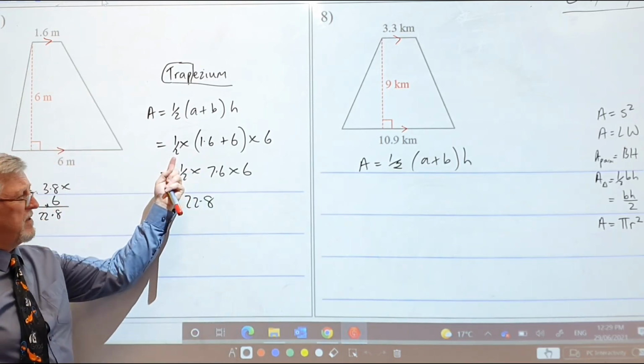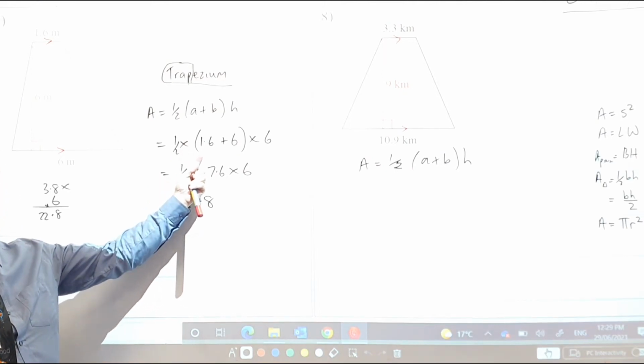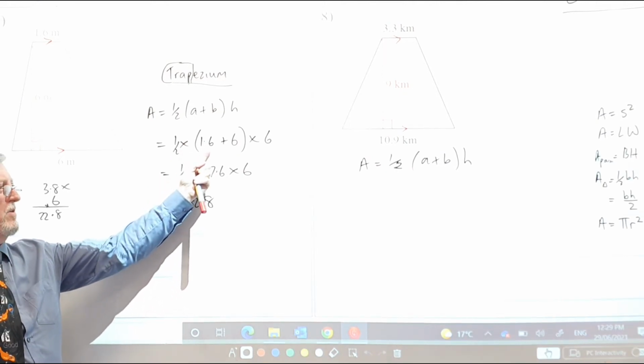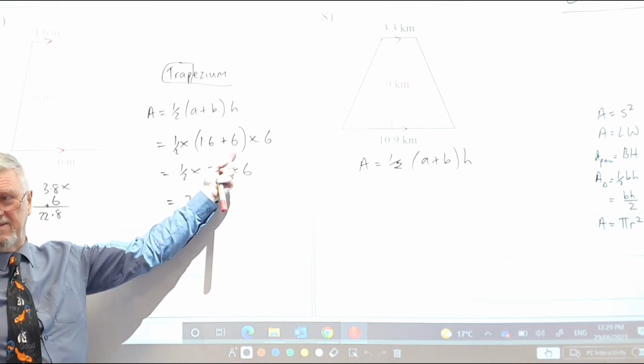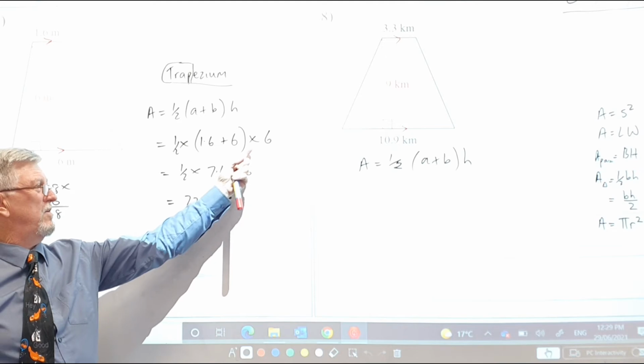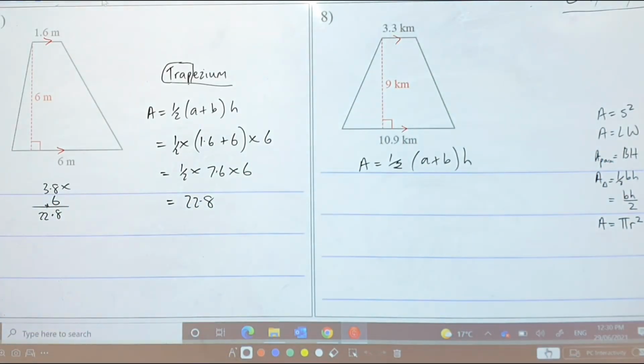So I wonder what you were doing before. If you did this one here, say you press 0.5 times, press the bracket, 1.6 plus 6, close the bracket, times 6. 22.8.